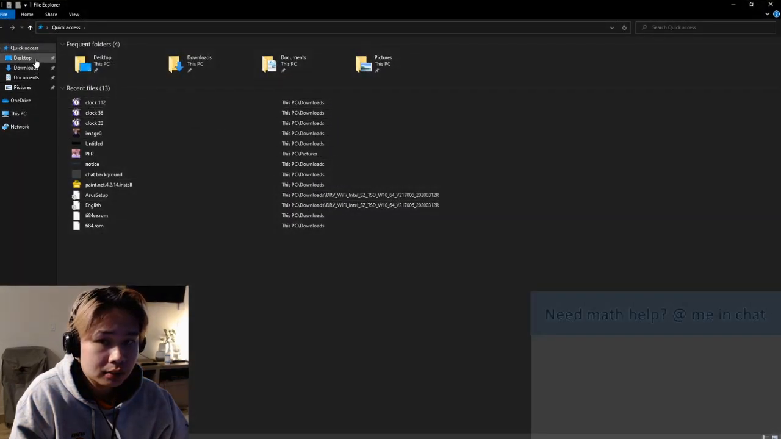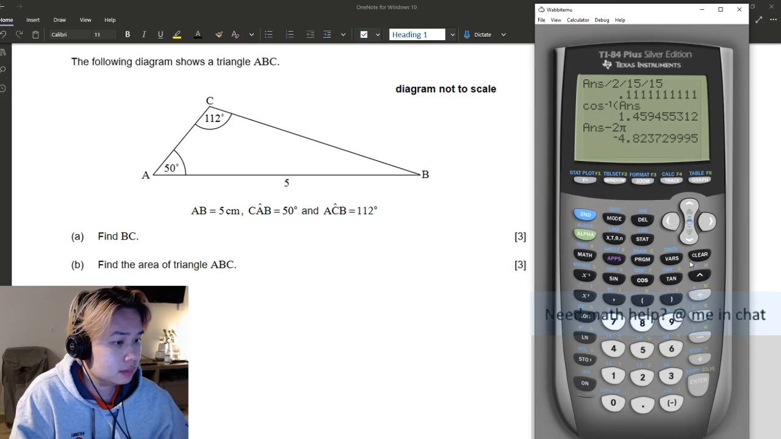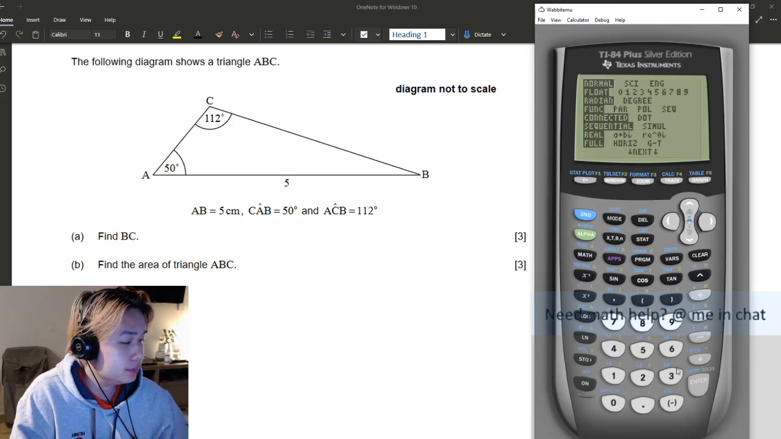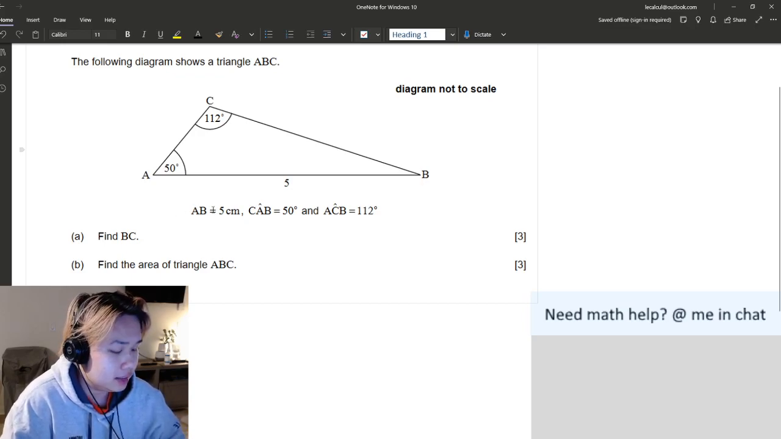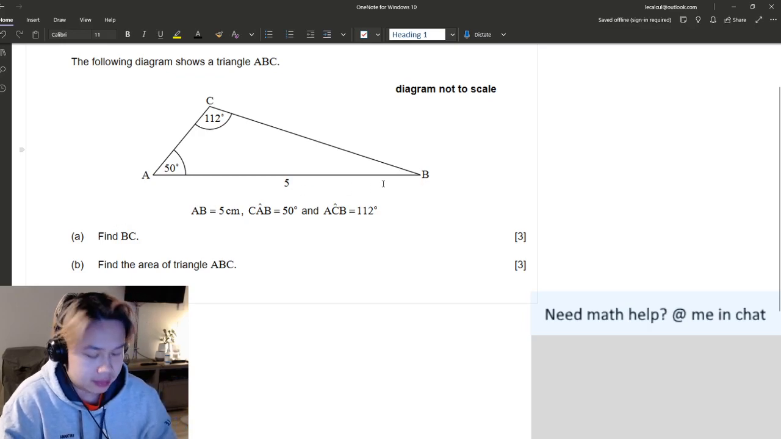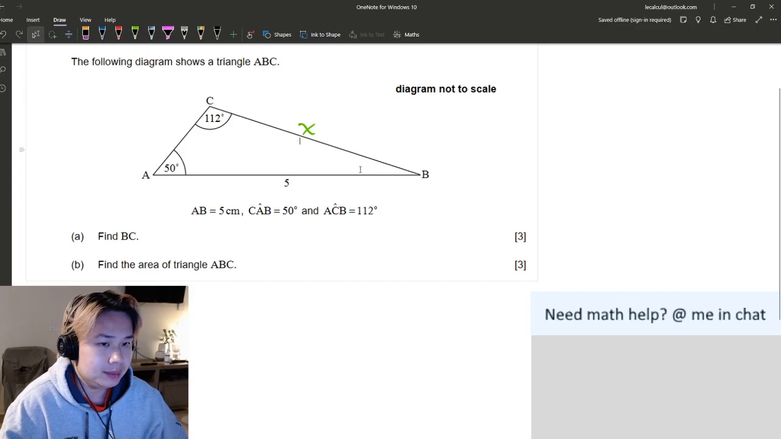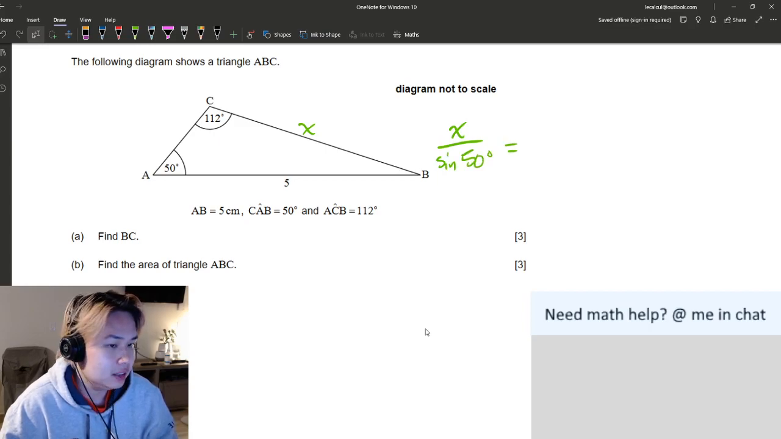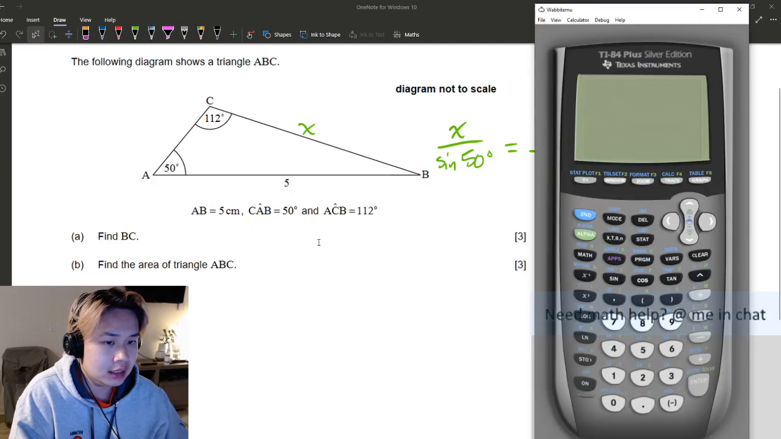Where's my calculator? Okay, this looks like a cosine sine law question. So let's see if it actually is. Find the length of BC, so right here. And from the setup, this is definitely a sine law question. So x divided by sine of its corresponding angle should be equal to 5 divided by the sine of its corresponding angle. And realistically, the only way I can see people having difficulty with this question, it's not even difficulty, it's just you might lose marks if you're not in degree mode. But luckily, I just changed it before we started.